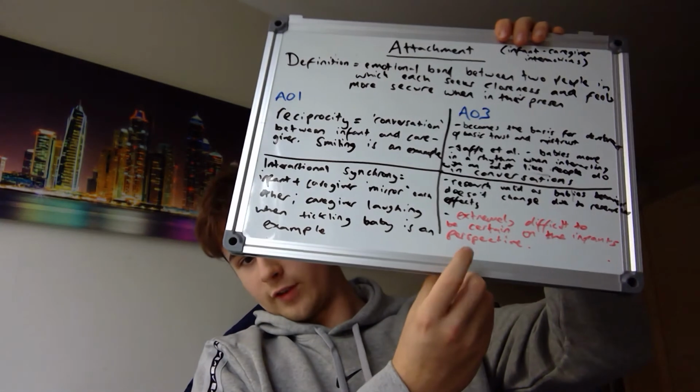We've got the AO3. We'll start off with the red one, and that is a bit of a negative. When researching into babies, you have to understand that it's very difficult to understand their perspective of things. They might just be reacting for God knows what reason. It might have nothing to do with this. That's something you've got to take into consideration when you're doing research on this subject.